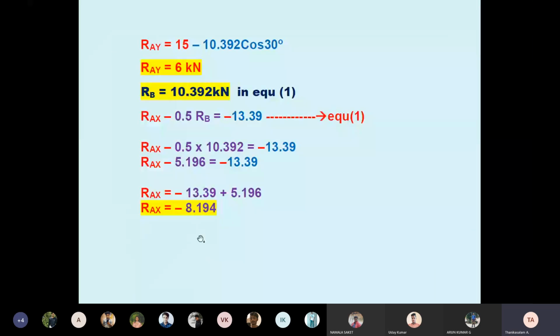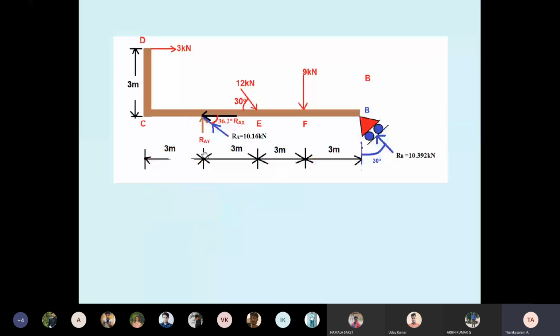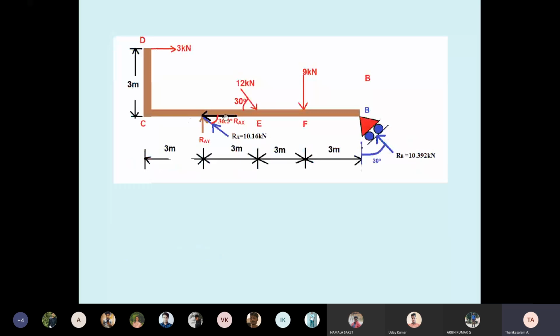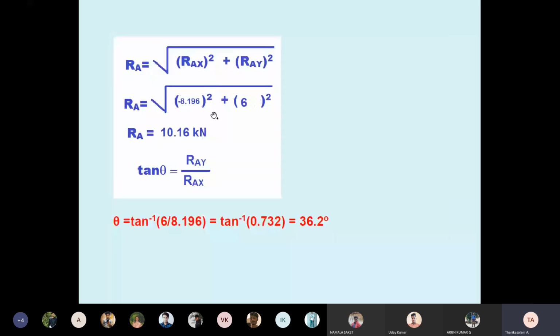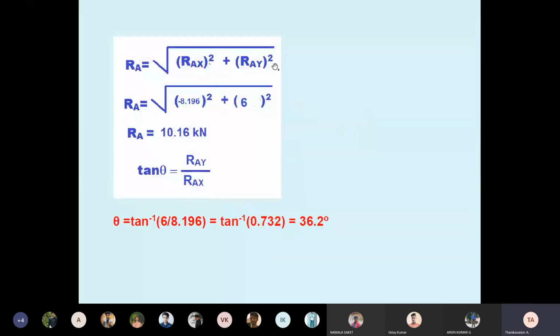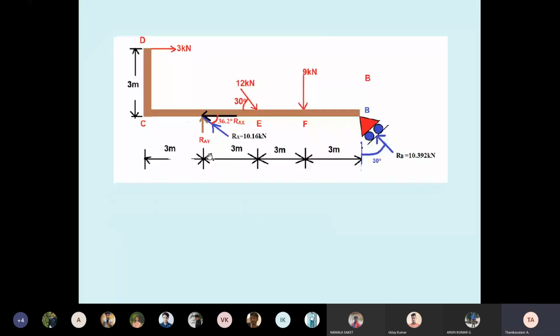See here, RAY vertical upward, positive value. RAX I am putting on the left side. Why am I putting it on the left side? The answer gives RAX minus, so I changed it. You know X plus, X minus, Y plus, second quadrant. Therefore the resultant reaction at A is the square root of RAX squared plus RAY squared. R equals 10.16 kilonewton. At A point, RAY vertical, RAX left side. So the theta I calculated for the resultant reaction RA is 36.2 degrees. The roller support you calculated.